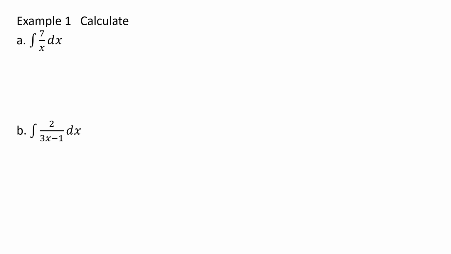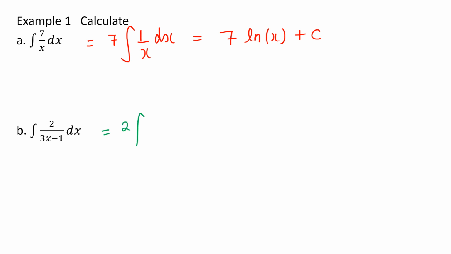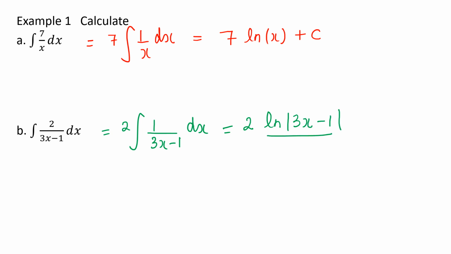Examples. The first example, 7 over x. So I can rewrite that as 7 times 1 over x dx. So this is a very simple example, people. So that's 7 ln of the absolute value of x plus c. Next one, 2 over 3x minus 1. So let me just place the 2 outside the bracket. So that becomes 2 times the integral of 1 over 3x minus 1 dx. So that is going to be 2 ln of the absolute value of 3x minus 1, over 3, plus c.